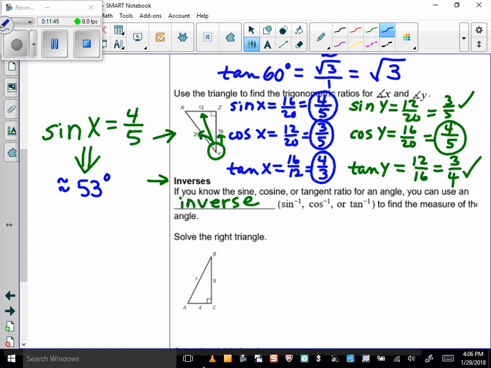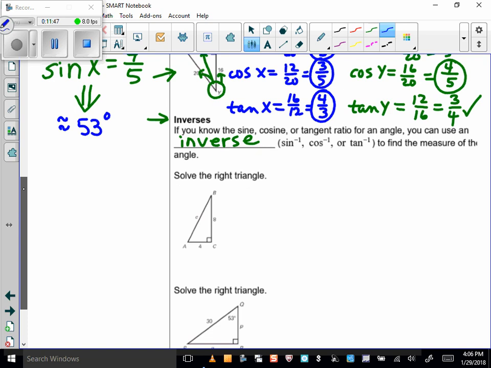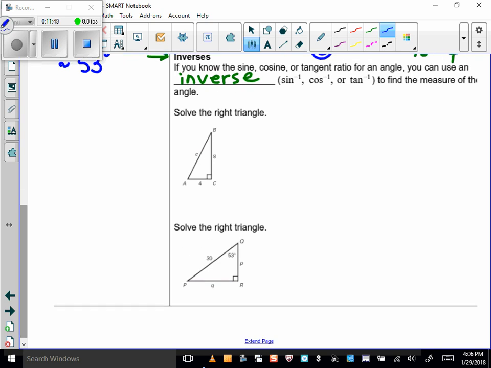Okay, so that's what an inverse is. So let's look at that a little bit more so we get comfortable with it. So it says, solve this right triangle. Solve, remember what I told you? That means find all the missing side lengths and all the angle measures. Okay, well let's just find side C first, because we're just going to use the Pythagorean theorem to do that.